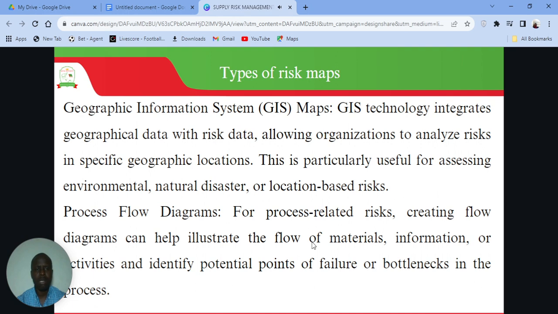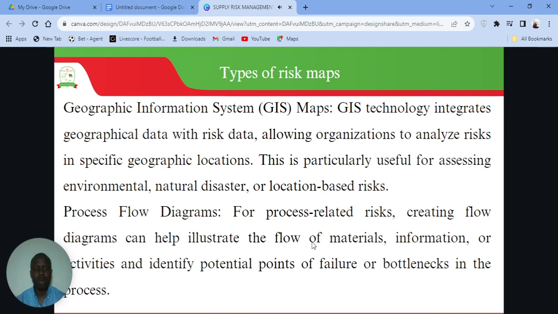So when we talk about risk maps, then we can have in mind what we call the Geographic Information System, GIS maps. It's a form of technology that is going to integrate geographical data and risk, allowing organizations to analyze risks in specific locations. So this particular method will be useful for assessing environmental, natural disasters, and location-based risks.